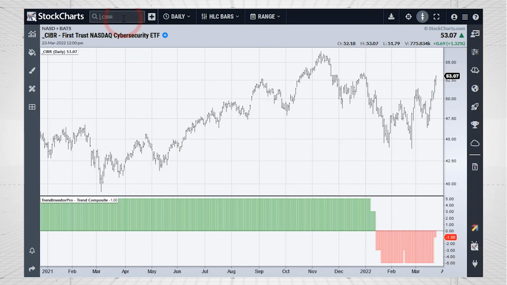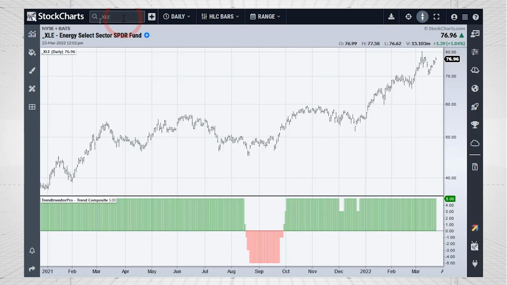So outside of cyber, of course, we have energy, XLE, and no surprise here, it's been in an uptrend since late September.